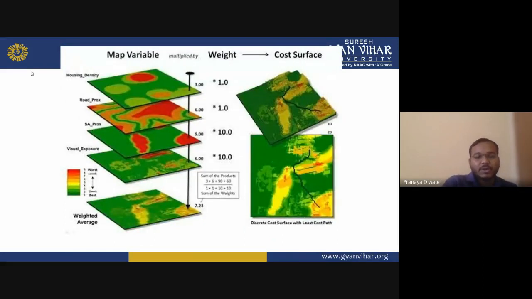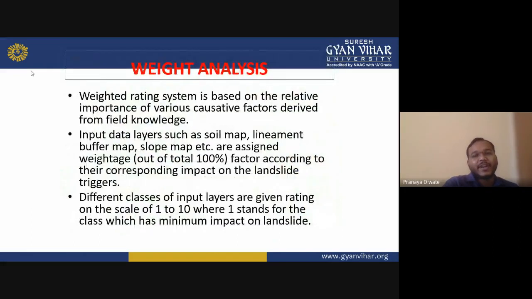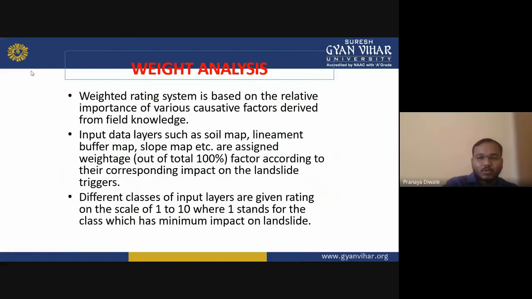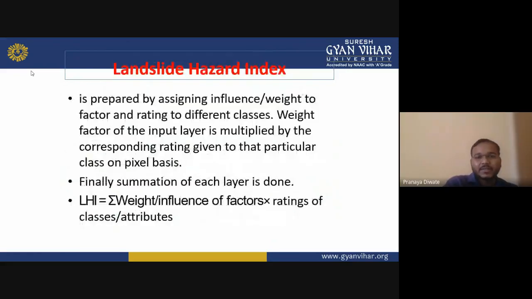So for landslide hazard zonation, you need different layers. The important thing is the weight analysis. The weighted rating system is based on the relative importance of various factors derived from field knowledge. So you have many criteria, but you have to choose one. For that, you need a weighted analysis.